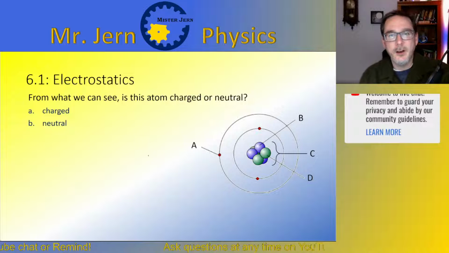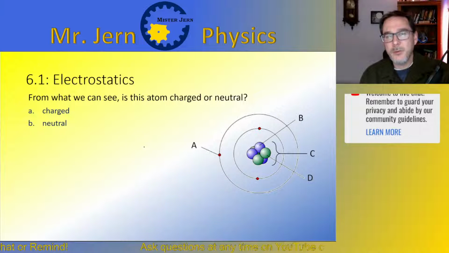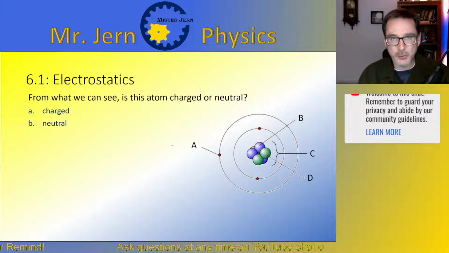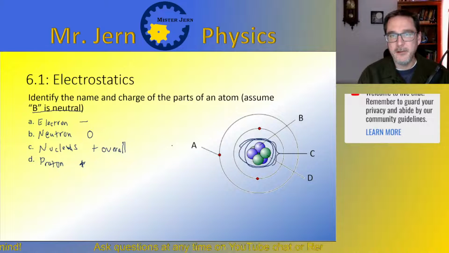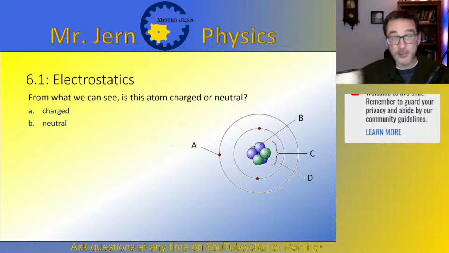Awesome. So from what we can see, it doesn't look like this atom is charged or neutral. Now, we have to go by what we can see, and we already said that B is neutral. So we could count up what we see in the middle there.